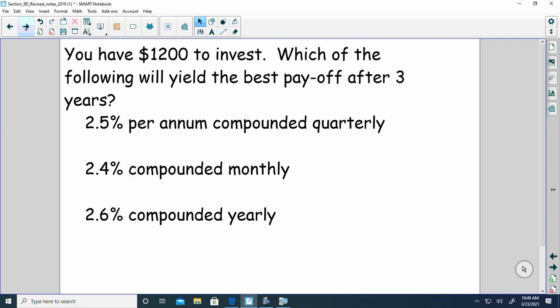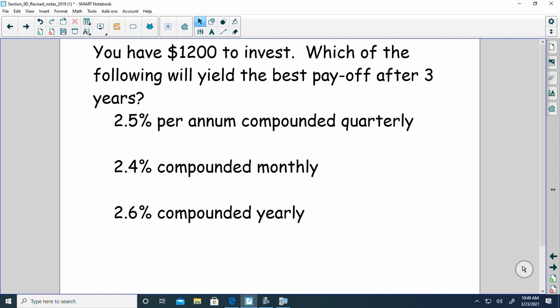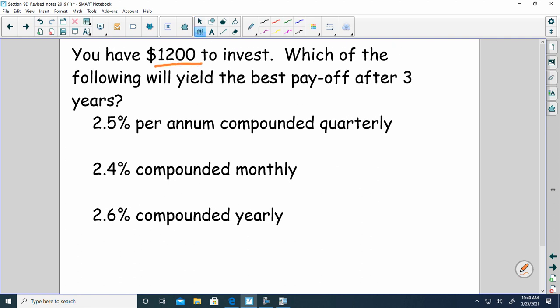Okay, so we have 3 different items here. The 1,200 is going to stay. We're talking about 3 years, but then we have different percents. So we need to know that this is 0.025, compounded quarterly means 4 times a year, so my n value is 4. This is 0.024, compounded monthly, so my n is equal to 12. And this is 0.026 as a decimal, compounded yearly, so n equals 1.